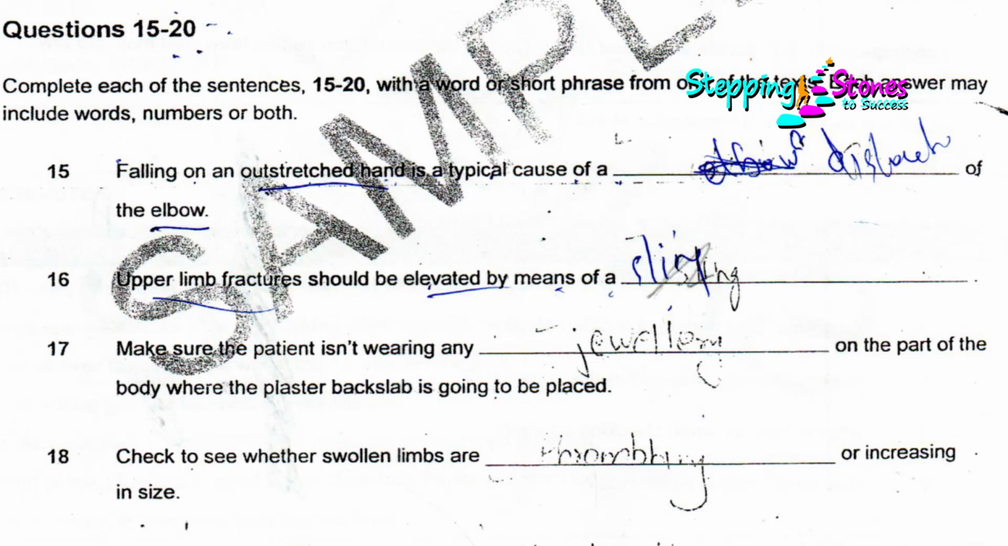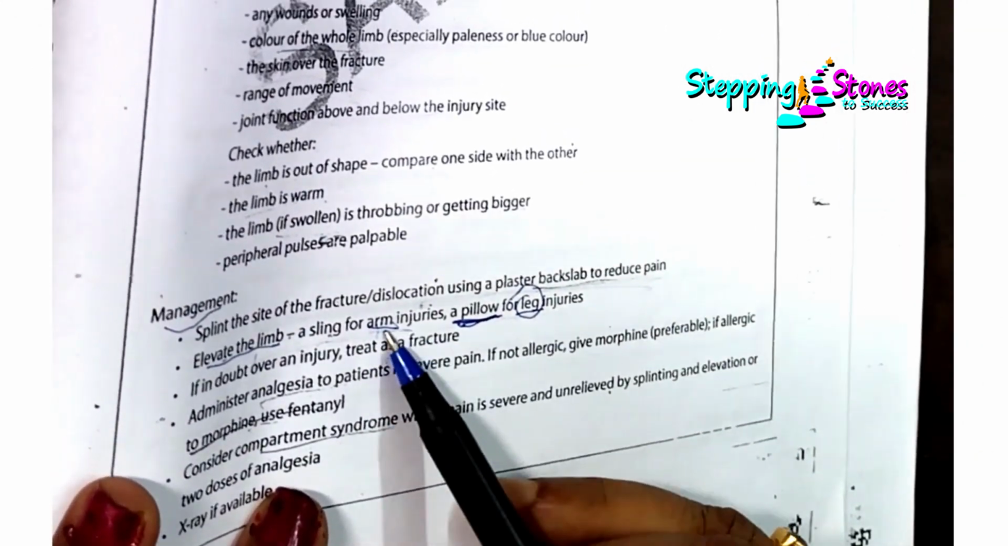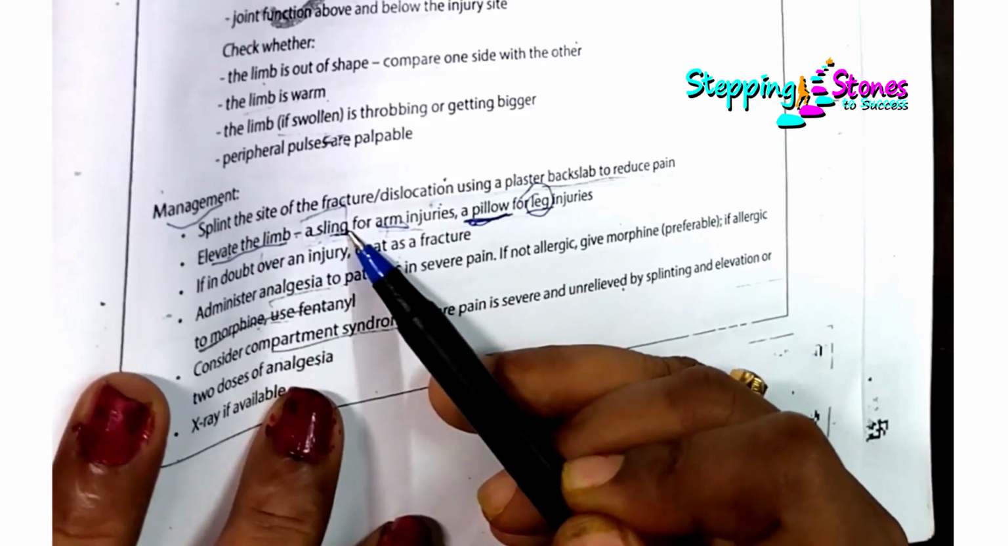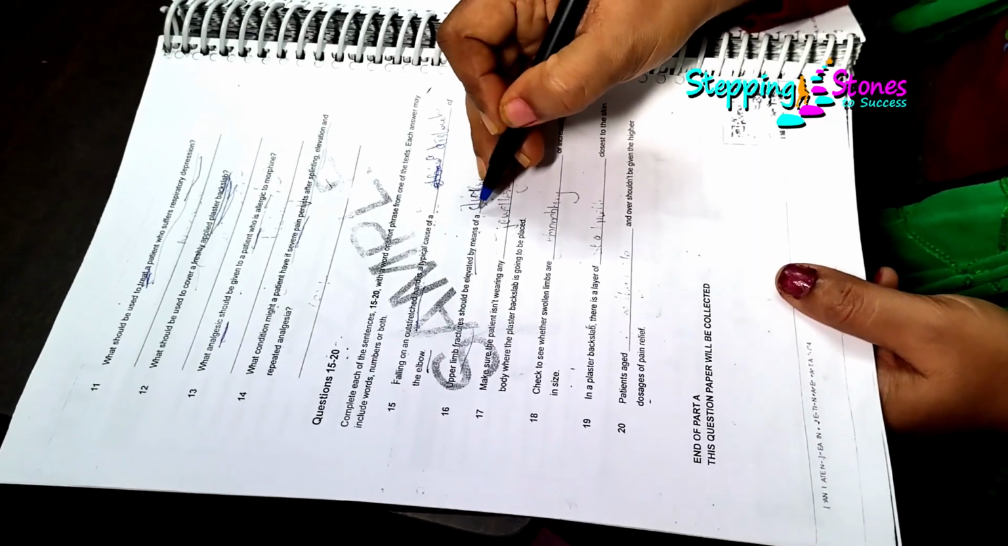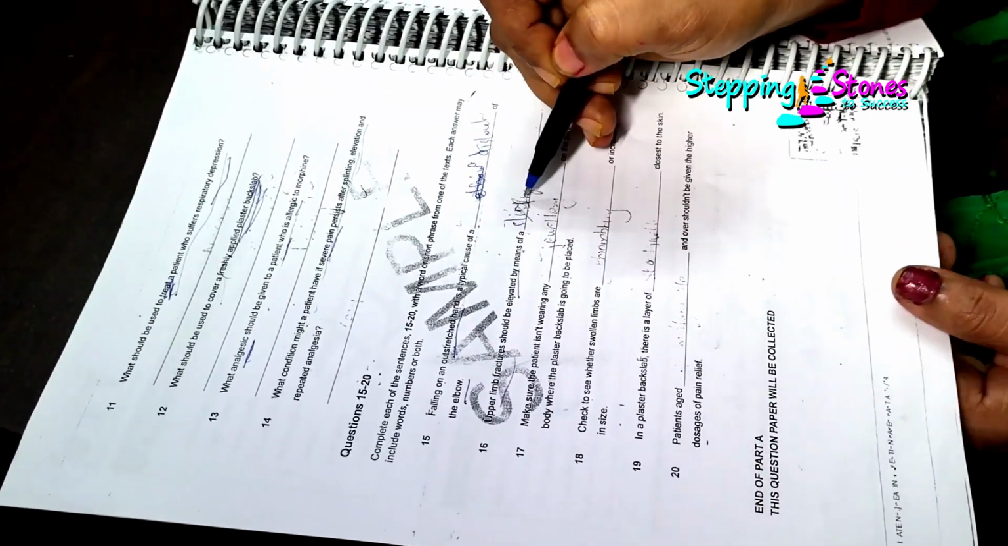Upper limb fracture should be elevated by means of dash. Already we have seen this in the elevation of the limb. Upper limb, you know that it is the arm, so it should be elevated by using a sling. So here you have a direct answer, a sling. So the answer is sling. A is already given, so there is no need to write A again. So upper limb fracture should be elevated by sling.